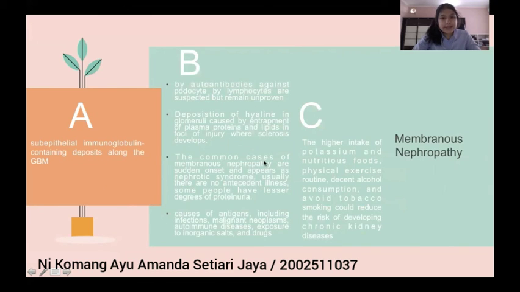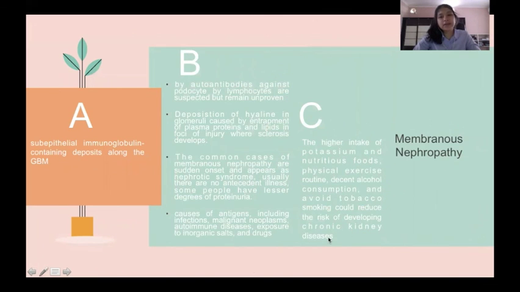The common cases appear as nephrotic syndrome. Some people have lesser degrees of proteinuria. The proteinuria is non-selective and usually fails to respond to corticosteroid therapy. Secondary causes of antigens include infections, malignant neoplasms, autoimmune diseases, exposure to inorganic salts, and drugs. A higher intake of nutritious food and a healthier lifestyle could reduce the risk of developing chronic kidney disease.